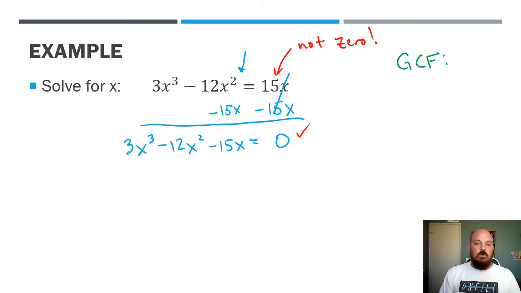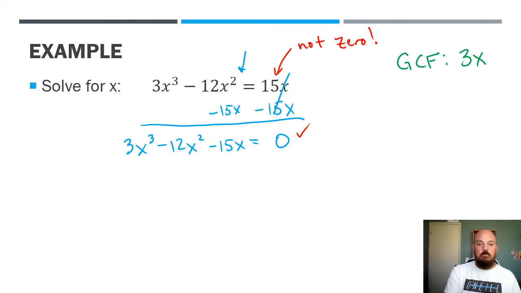Now, I look at my numbers. I have a 3, a 12, and a 15. I can divide all of those by 3. So that's going to be part of my GCF. And this time, I do have an x everywhere. I have an x cubed, an x squared, and an x. Now, because that variable is in all of the terms, I can factor out the lowest powered one, which is just x.